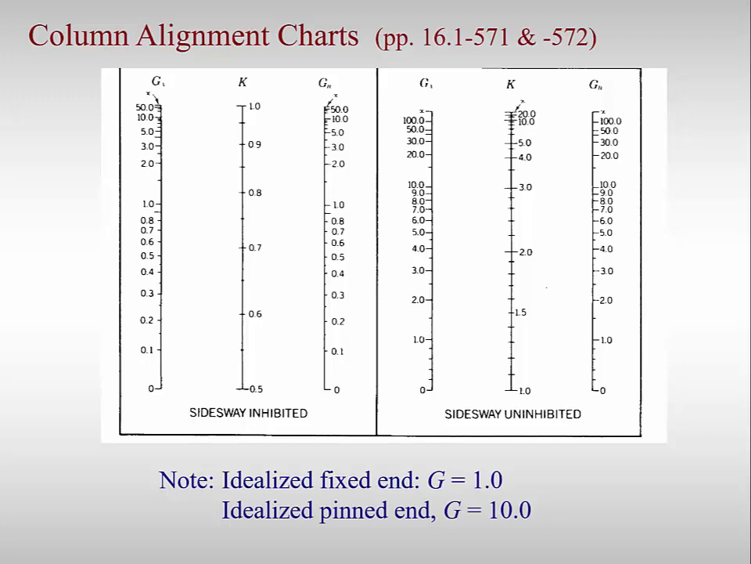The AISC specification commentary provides the alignment charts on pages 6.1-571 and 572. Tab these pages. In the commentary discussion, it is mentioned that if you have an idealized fixed support, use a relative stiffness value of G equal to 1.0. If the support is a pin, then use G equal to 10.0. This will happen at the base of the building. The discussion also provides guidance for cases where the other end of the girder or beam is fixed or pinned.